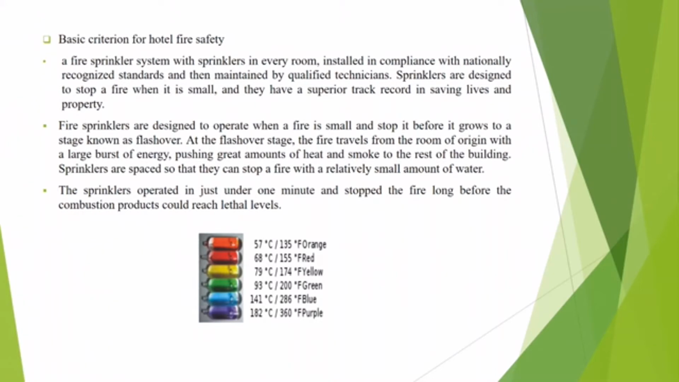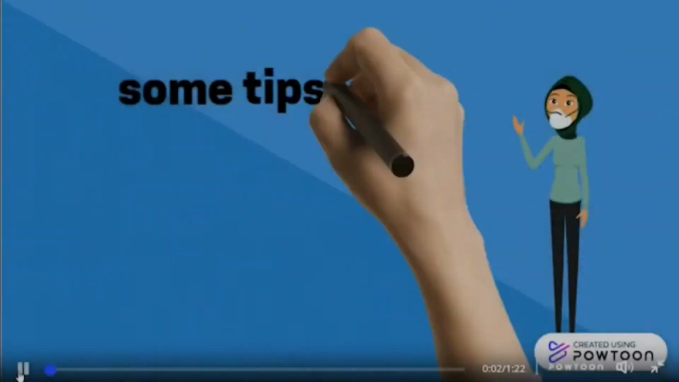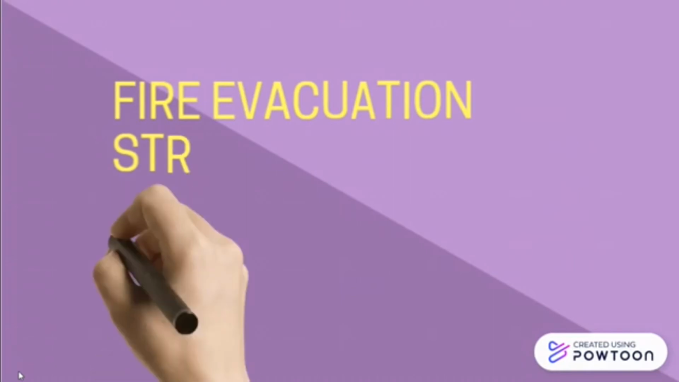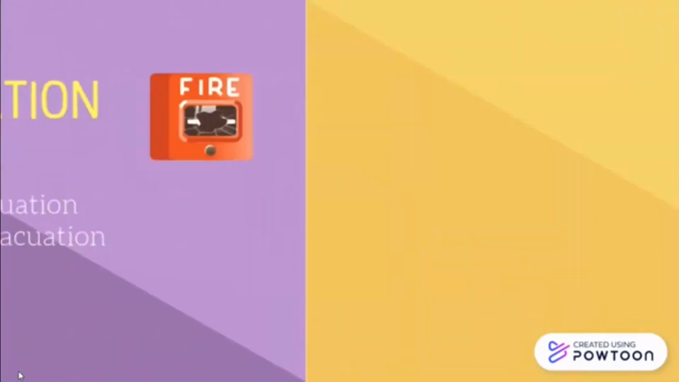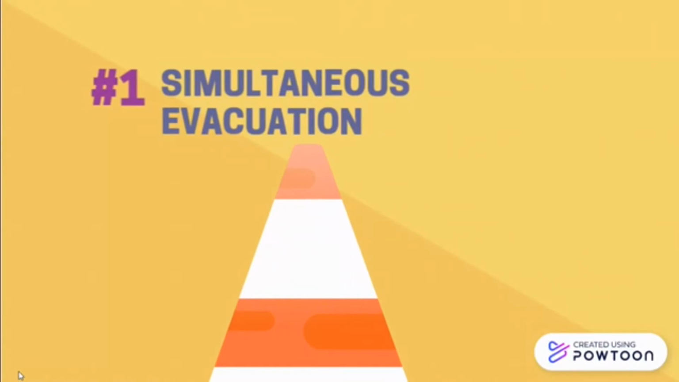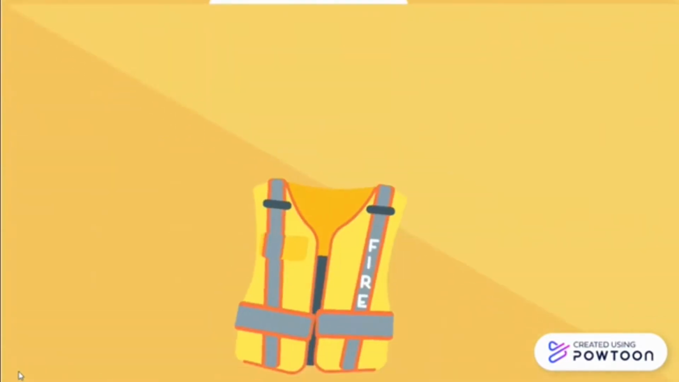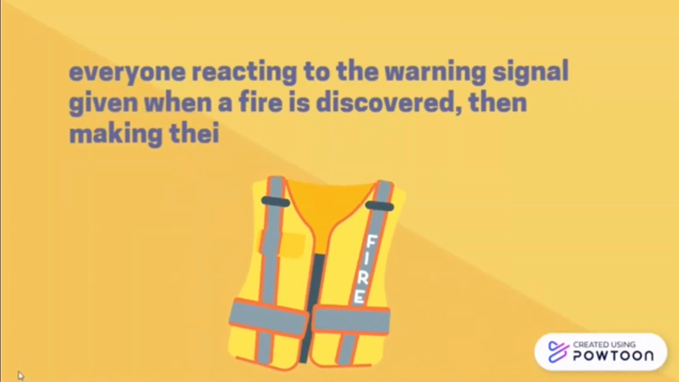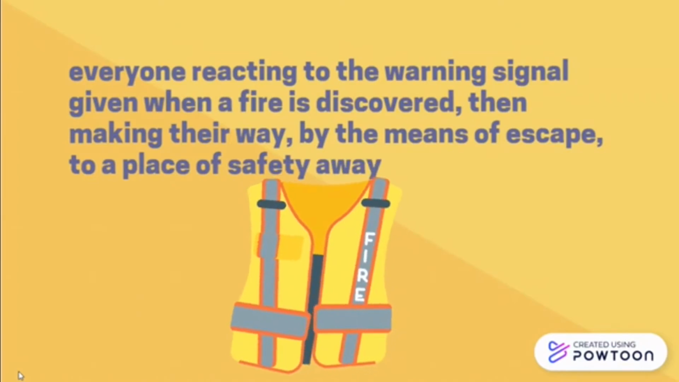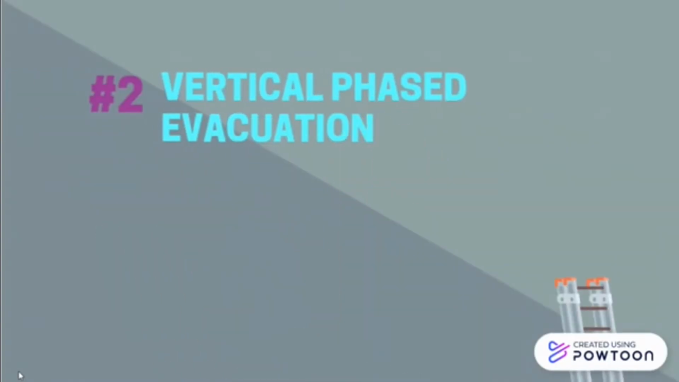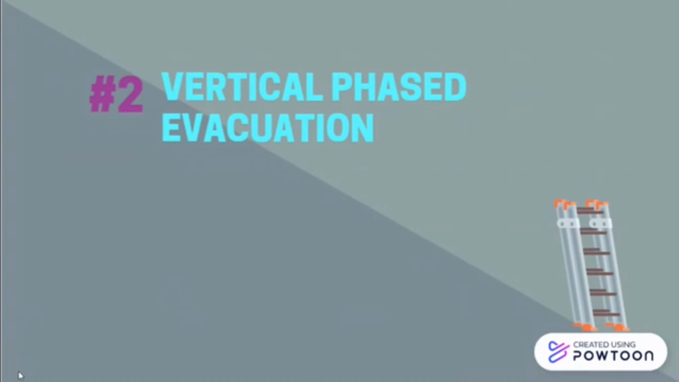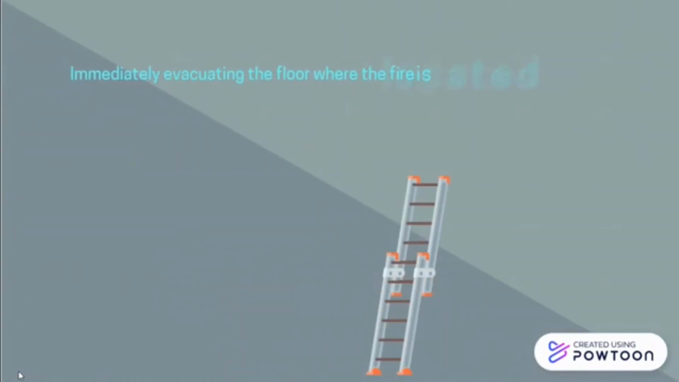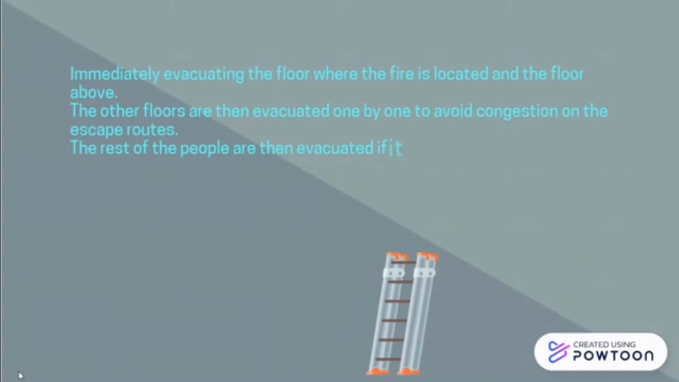Fire sprinklers are designed to operate when a fire is small and stop it before it grows to a stage known as flashover. At the flashover stage, the fire travels from the room of origin with a large burst of energy, pushing great amounts of heat and smoke to the rest of the building. Sprinklers are spaced so that they can stop a fire with a relatively small amount of water. The sprinklers operate in just under 1 minute and stop the fire long before the combustion products could reach lethal levels.